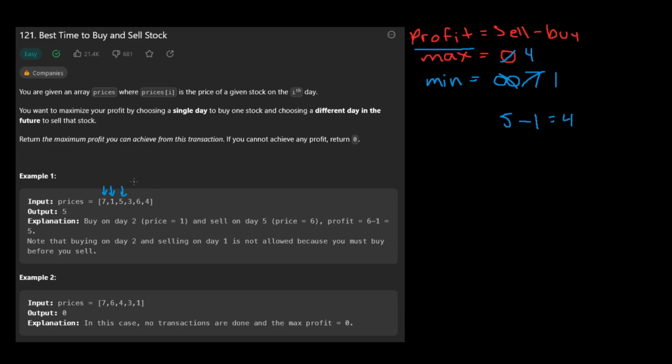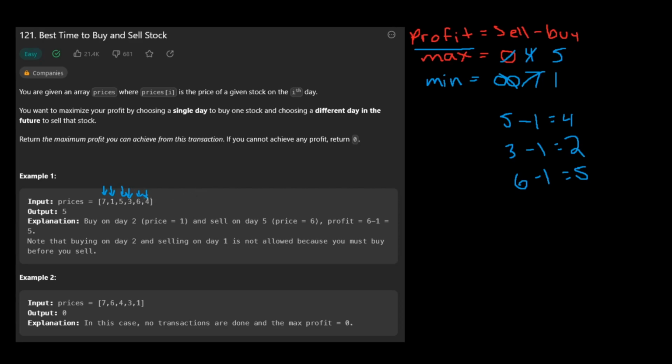And then we just go on to the next one and compare that. So we would have 3 minus 1, which is equal to 2. And since that's not greater than our max, we just move on to the next entry. So 6. 6 minus 1 is equal to 5. And we know that's our answer, but we're still going to update our max to 5. And we would just keep repeating that for every single entry.